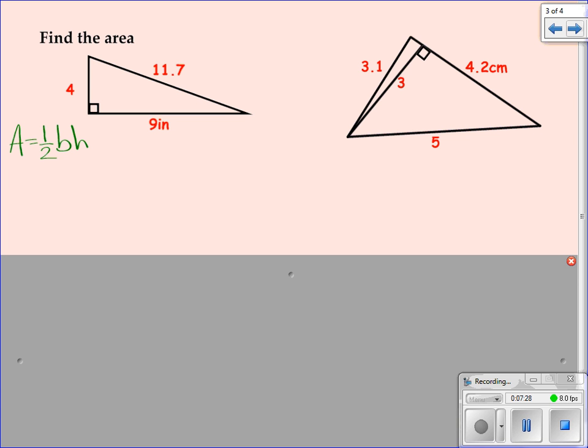Remember, the base and the height are always perpendicular to each other. So you're looking for that square to show you that there's a 90-degree angle. Okay, so the base and the height on this one would be 9 and 4. If we multiply all of that together, we get our area with inches squared for the units.